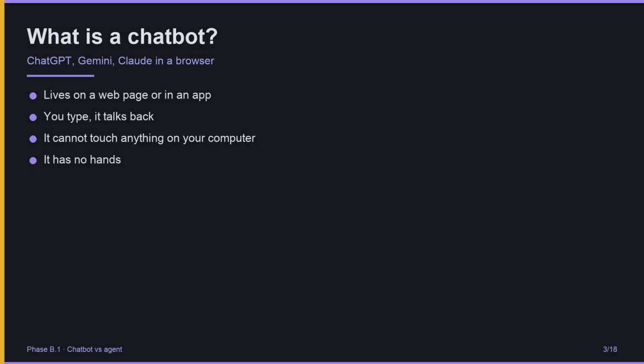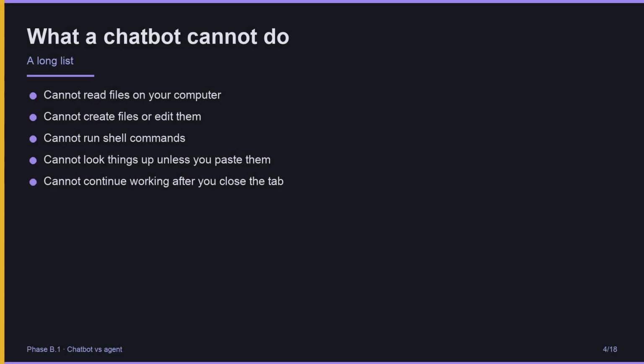So what is a chatbot? A chatbot is what you have already used. ChatGPT in a browser. Gemini in a browser. Claude in a browser. It lives on a web page or inside an app. You type, it talks back. That is the whole interaction. The chatbot cannot touch anything on your computer. It cannot read your files. It cannot edit them. It cannot run programs. It has no hands.